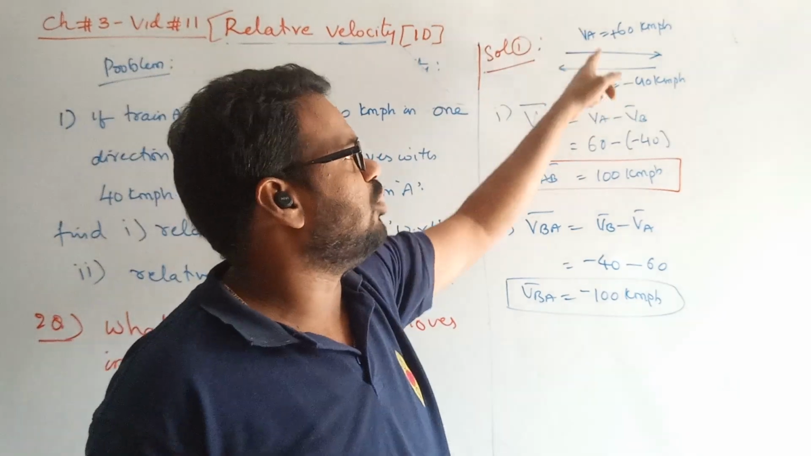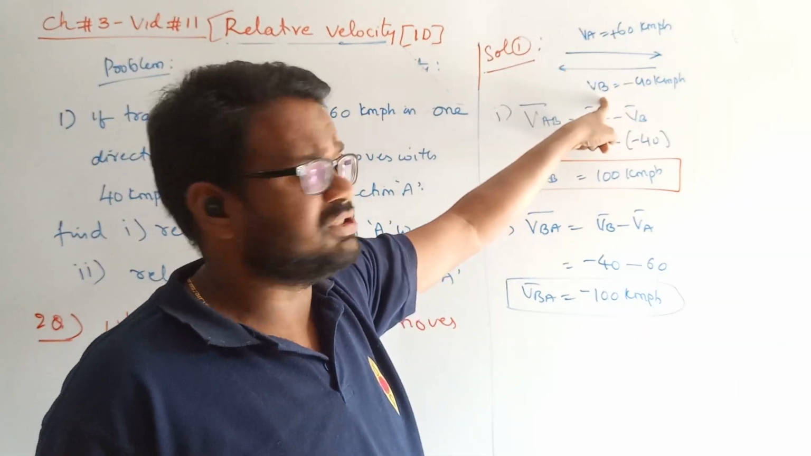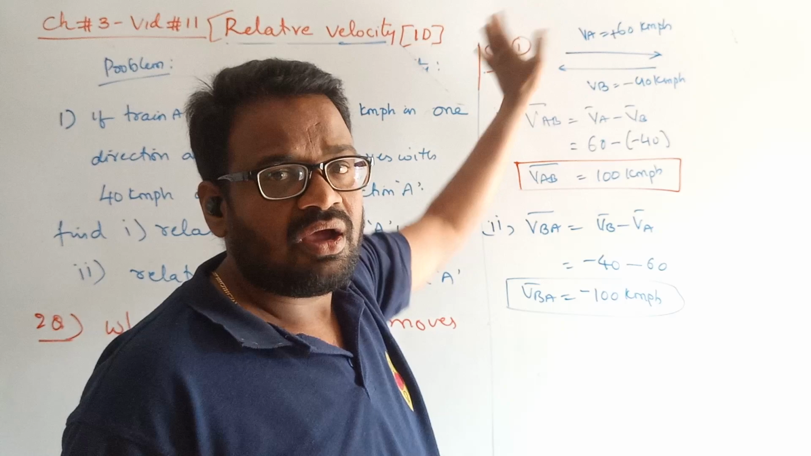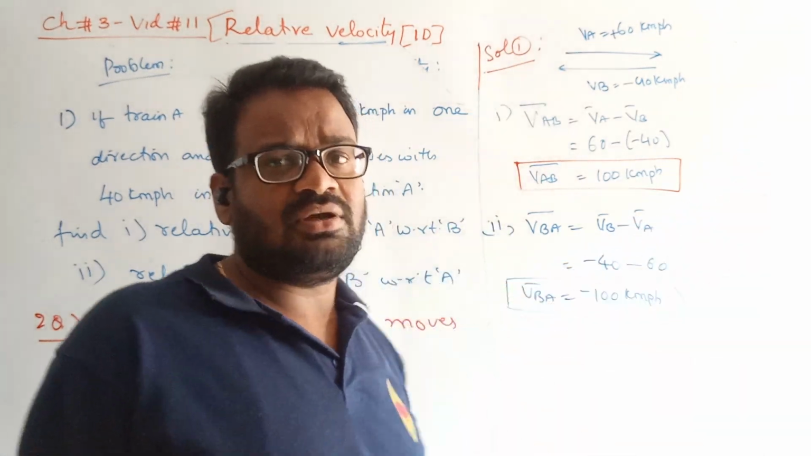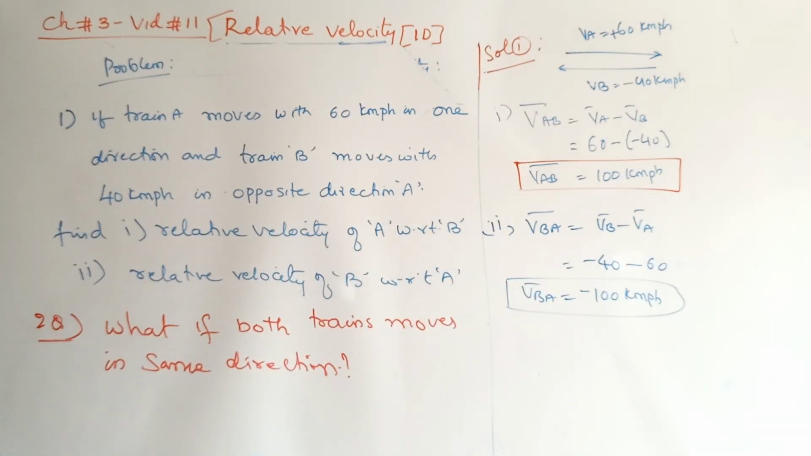Relative velocity of two objects going in opposite directions is the sum of velocities, and it is positive for the rightward direction and negative for the leftward direction. Now let us check the second part of this one. What if both the trains are moving in the same direction?